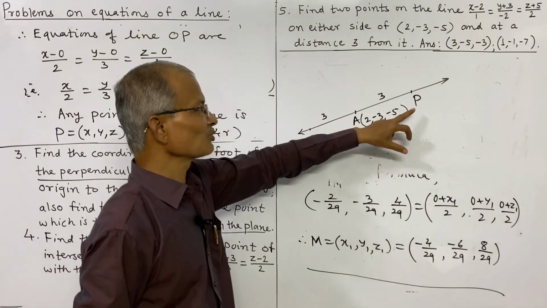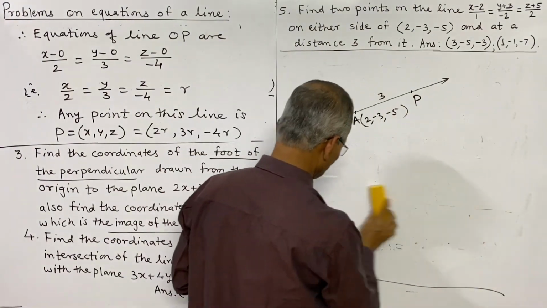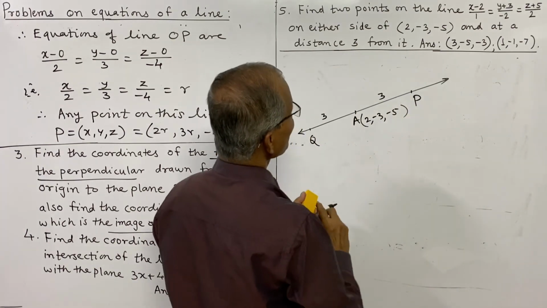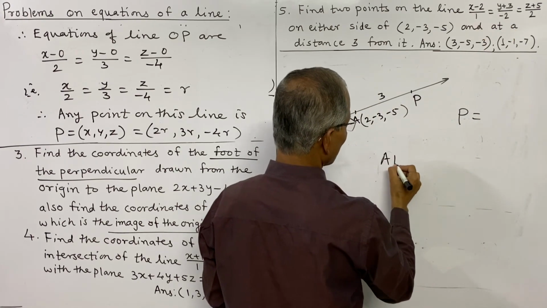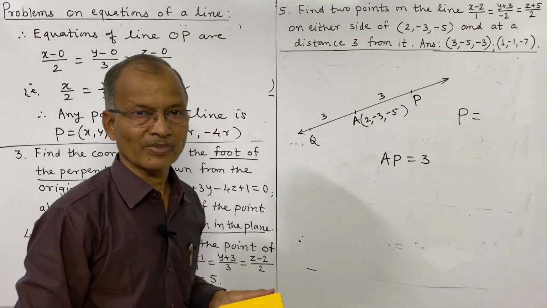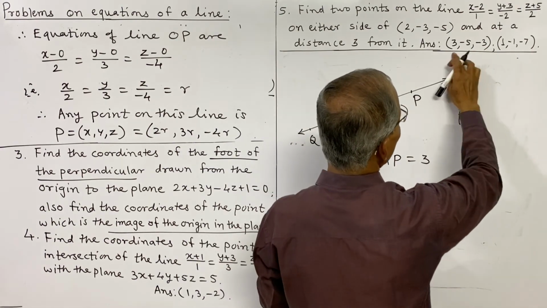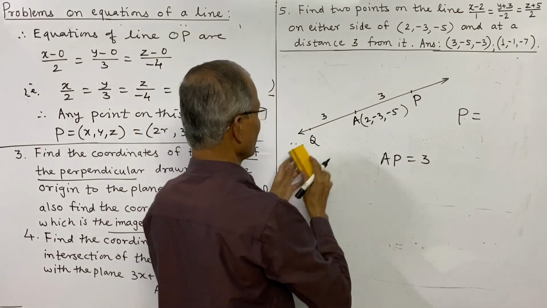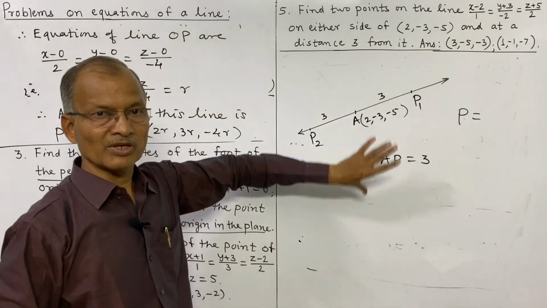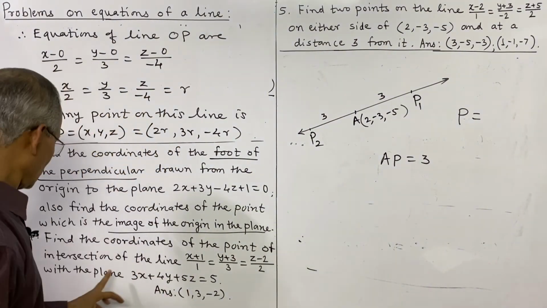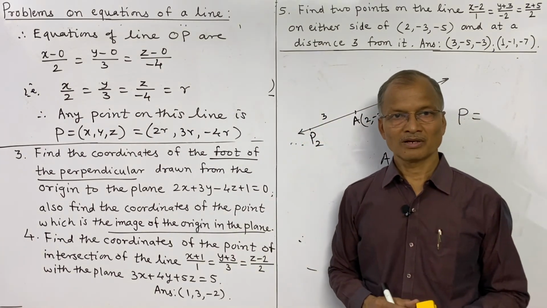Or consider first a single point: we have to find a point P such that AP is equal to 3. Write the coordinates of P from the equation of the line, and then solve AP equal to 3. Use the distance formula, and that gives 2 values of r, and those 2 values give the 2 coordinates, which we may call P1 and P2. So in this way this problem can be solved. Please try to solve the fourth and fifth problems yourself. The remaining part we will continue in the next lecture. Thank you.